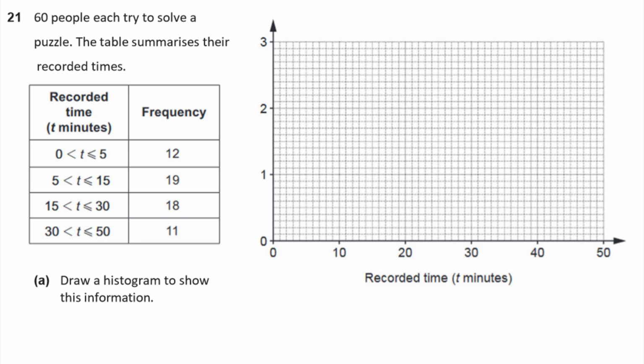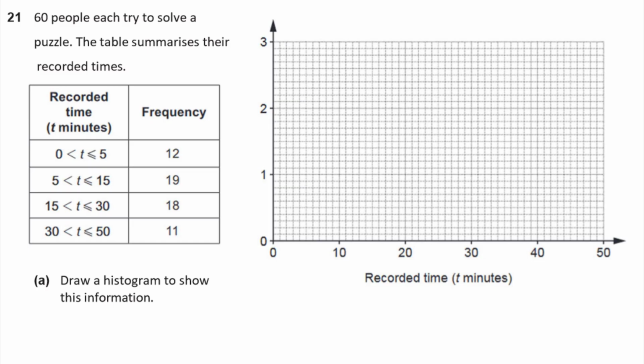Question 21. 60 people each try to solve a puzzle. The table summarizes their recorded times. 12 people solved it between 0 and 5 minutes. 19 solved it between 5 and 15. 18 people solved it between 15 and 30. And 11 people solved it between 30 and 50. Draw a histogram to show this information.